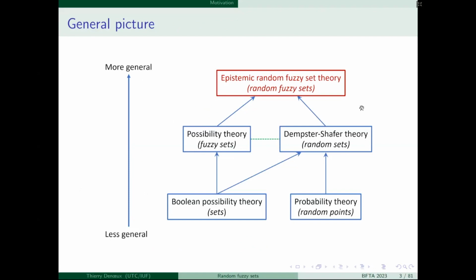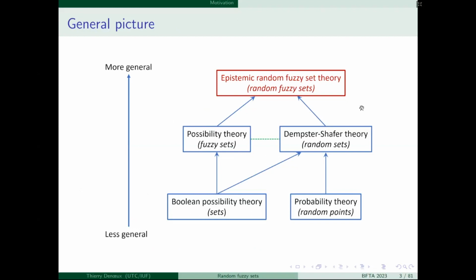Okay, so this is a general picture. At the bottom, you have the early formalisms. You have probability theory on the one hand, which is based on pure randomness. If you have a finite set, you just assign probability masses to points, or to elements of that set. On the other hand, you have what I call Boolean possibility theory. It's based only on sets. It's what you have if you have only set-based information.